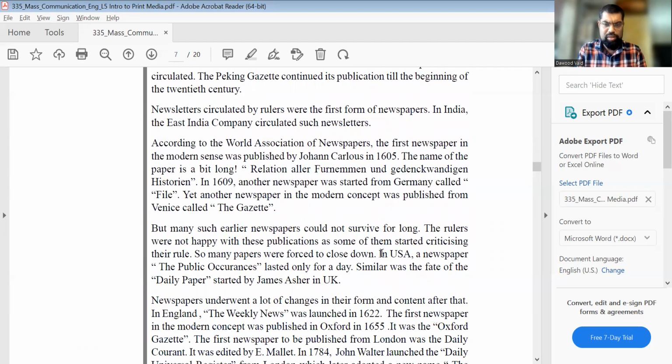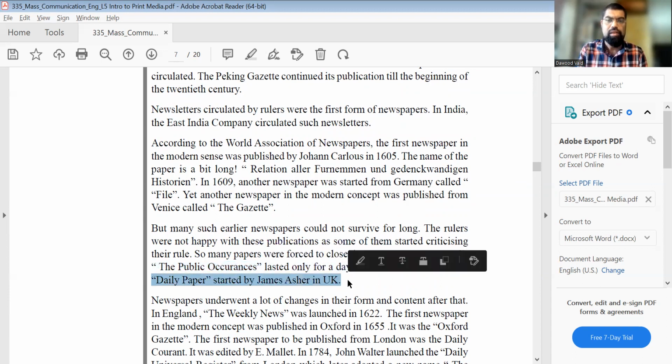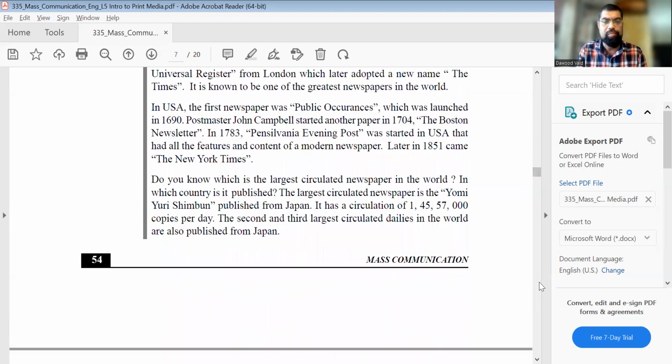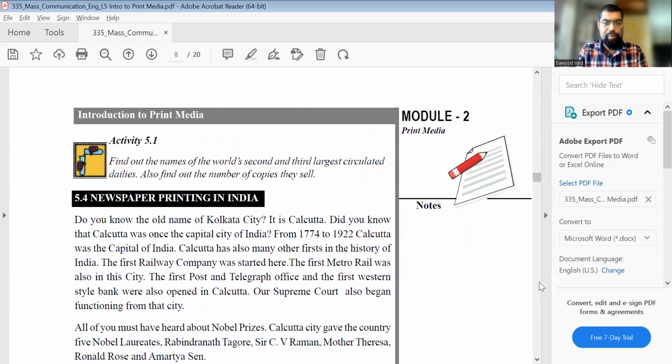And remember two important things. In the United States, the newspaper is called Public Occurrences, as they're coming in public. And in the UK, it's called the Daily Paper. Again, this chapter has lots of names. Remember a few names, simple examples, and you'll be able to understand a lot of it. What about India? And I'm skipping a lot of things so that you don't have to remember everything.